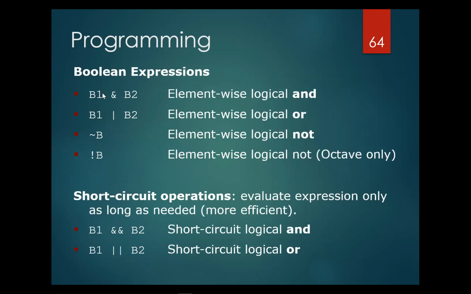We can also look at the Boolean expression. You remember these things: conjunction, disjunction, negation. So we have B1 ampersand B2 to mean B1 and B2, naturally using this as the AND symbol. If you want to check whether this condition is true and this condition is true, then this is how you put it. This and that.